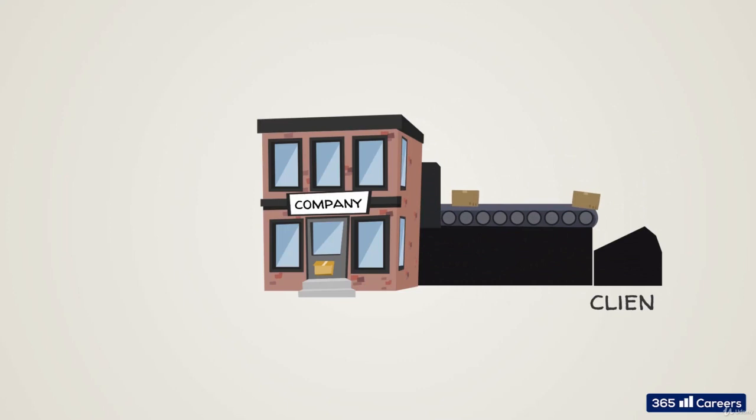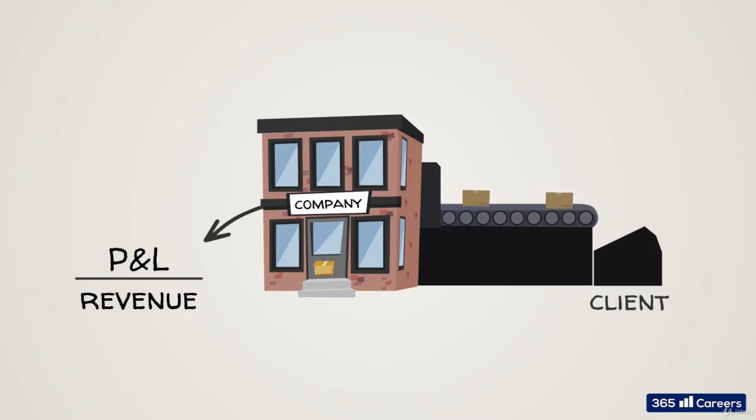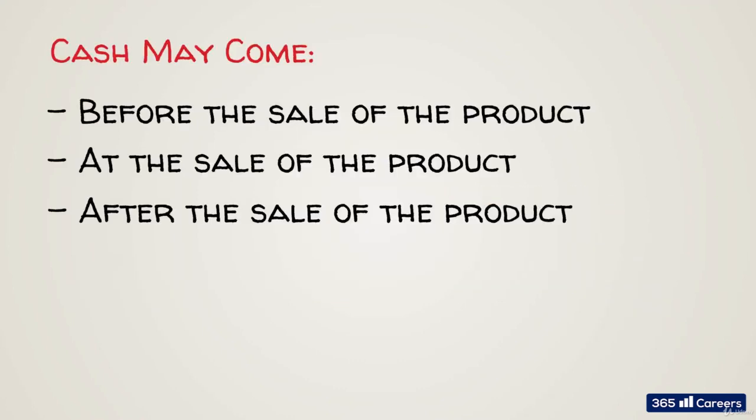From the moment the firm delivers a product or provides a service, it should recognize the sale in its revenues, and given that the payment for the product could have a different timing, we can easily end up with a difference between revenues and cash at hand. Cash may come before the sale of the product, at the sale of the product, or after the sale of the product. These are the three possible options. Revenues are recognized when the product is transferred or the service is rendered.